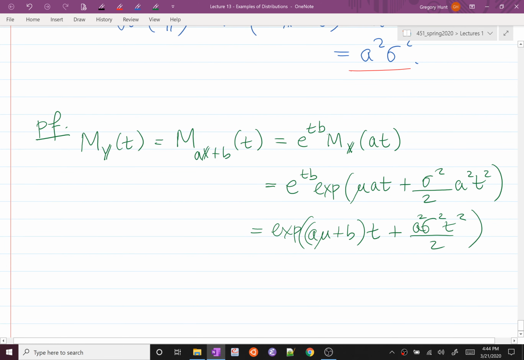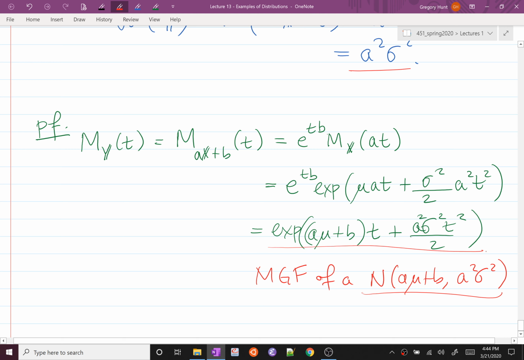And we can recognize this. This is the MGF of a normal with mean a mu plus b and variance a squared sigma squared. If I were to write out the MGF of that normal distribution, it would exactly take that form. And so we know that the MGF of Y is the MGF of that normal random variable, so that has to be the distribution of Y, because the MGF tells us everything we need to know about it.